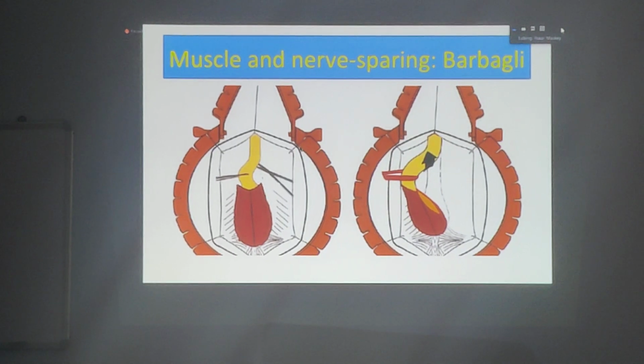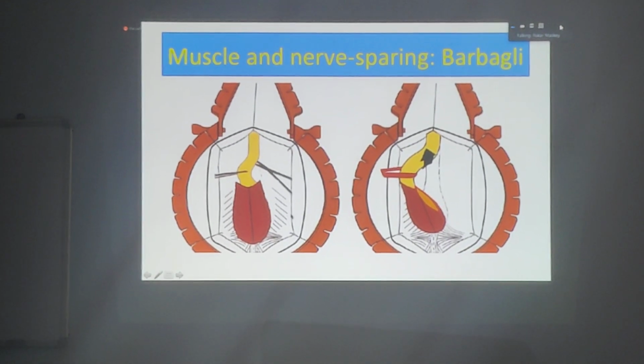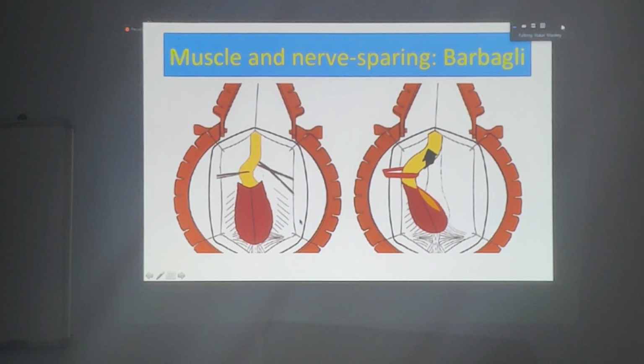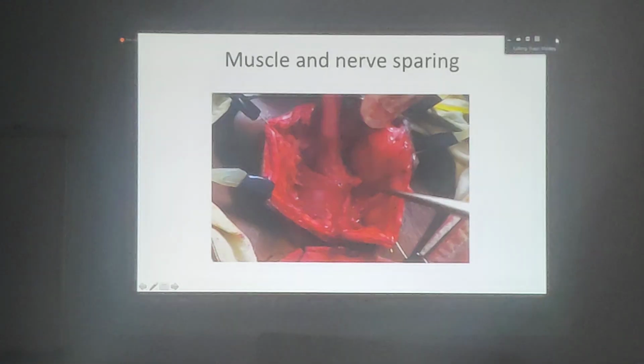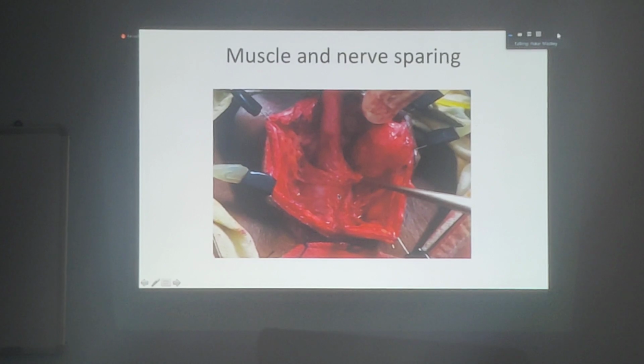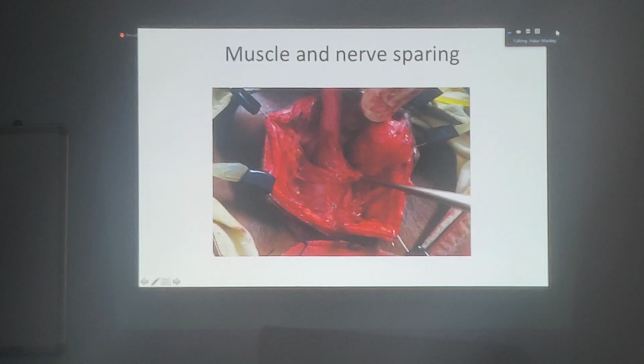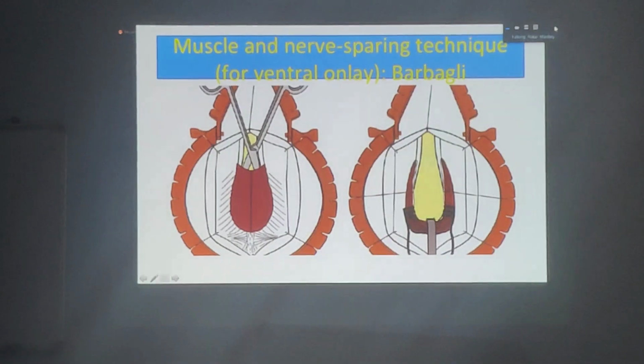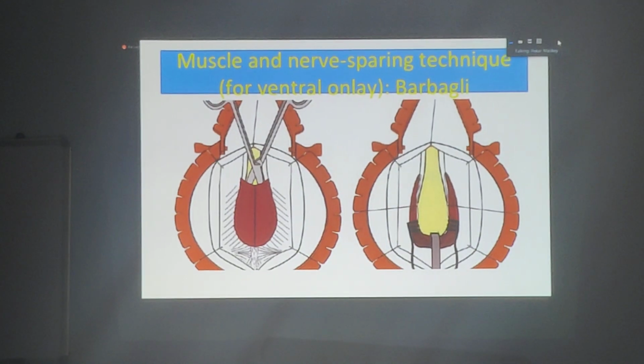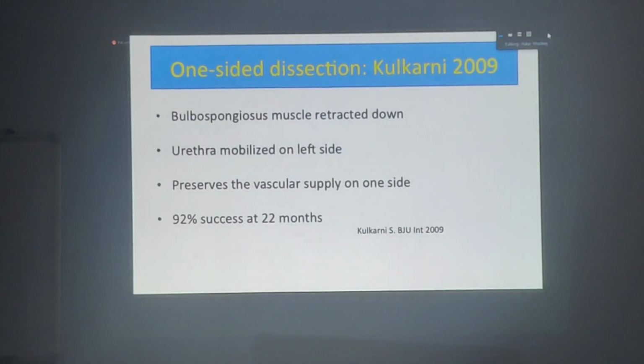So we have variations of dorsal onlay. As I described previously, we have muscle and nerve sparing urethroplasty, wherein we basically retract. We don't divide the bulbospongiosus muscle. We basically retract it down like this when we're doing a ventral onlay.